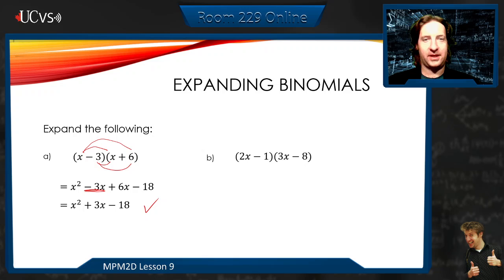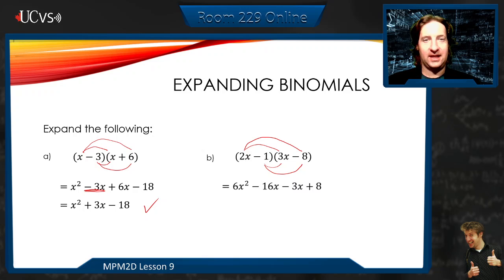What about a bit more complicated, where you have a few more coefficients? Now, if the x, or the variable term, also has a coefficient, same thing. So we're going to do 2x times 3x, 2x times negative 8, negative 1 times 3x, and negative 1 times negative 8. Careful again. Negative times negative is positive. So what are we going to get here?